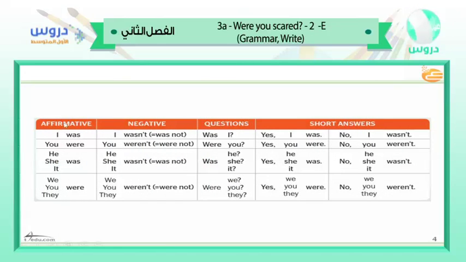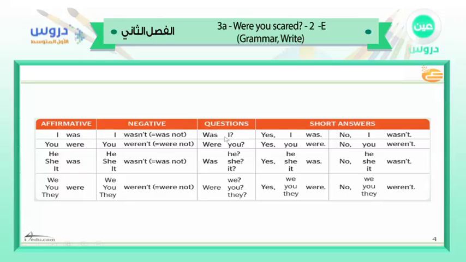Let's take more examples. So now we will talk about the affirmative sentence, the negative sentence with not. Can you see not? With questions, with short answers. Let's take them one by one. At first, when I say I was in the affirmative sentence, the negative one should be I wasn't or I was not. With the question, it should be was I a student?